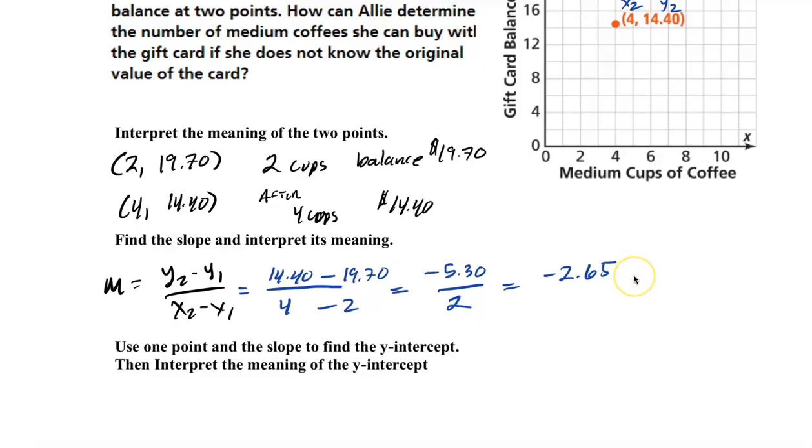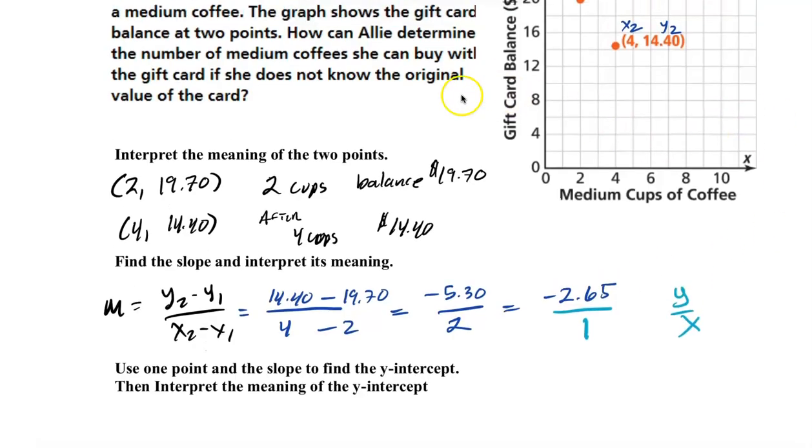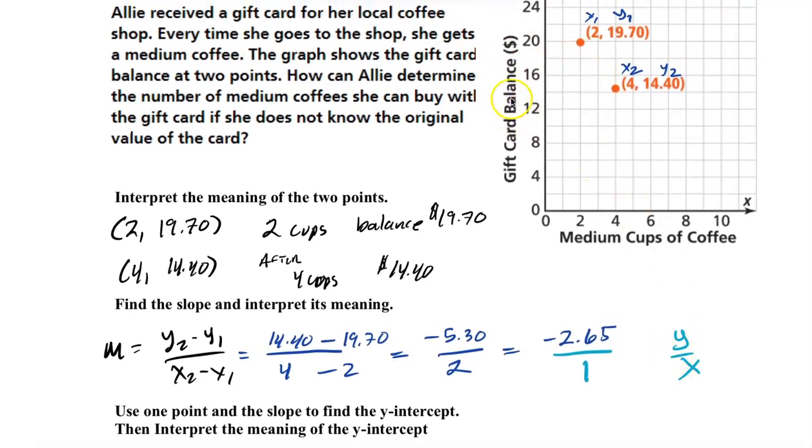Okay, so let's talk about what this means. What does a negative 2.65 mean? Well, keep in mind the easiest way to understand this is slope is y over x. So let's look at our units here. Our y is our cash balance, so cash, and our x is the number of coffees, so coffee. And the other little trick I could teach you is anytime you see that line there, we're going to say per. So what is our slope here? Our slope is negative 2.65 cash per coffee.